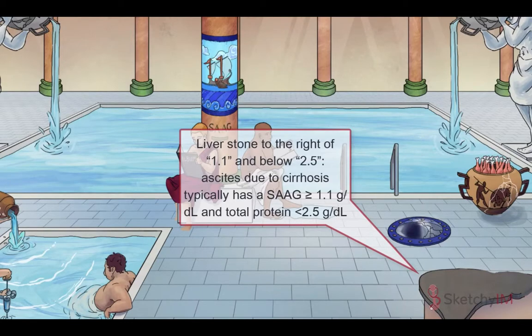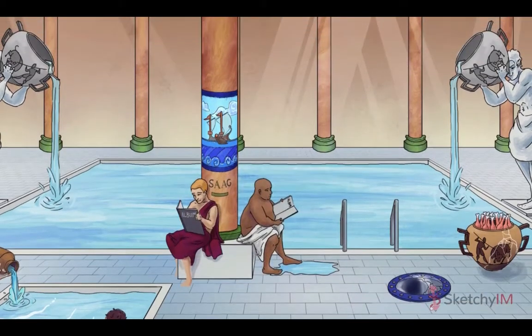Cirrhosis is by far the most common cause of ascites in the United States. It results in portal hypertension and splanchnic vasodilation, which promote the transudation of fluid into the peritoneal cavity. Hypoalbuminemia and, consequently, a low plasma oncotic pressure also contribute to this process.